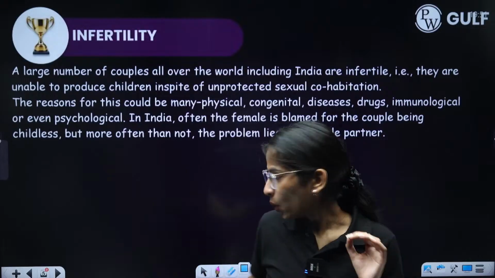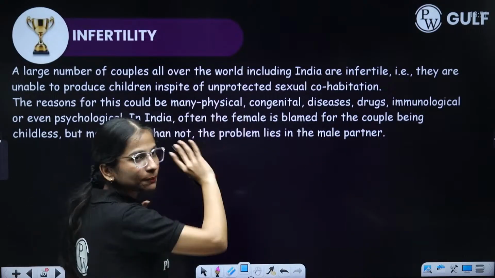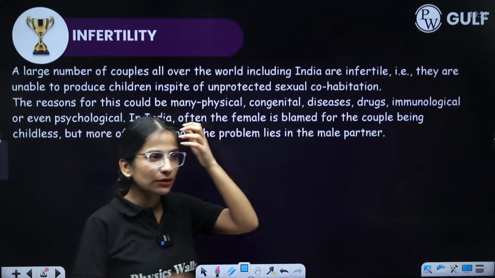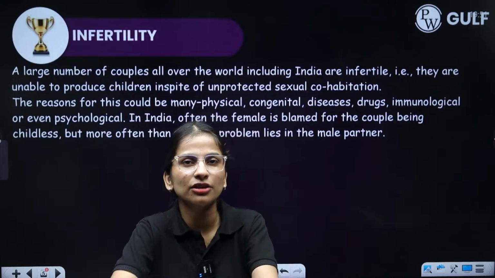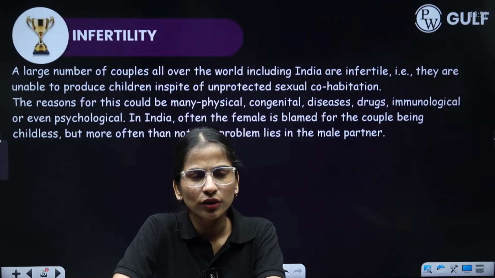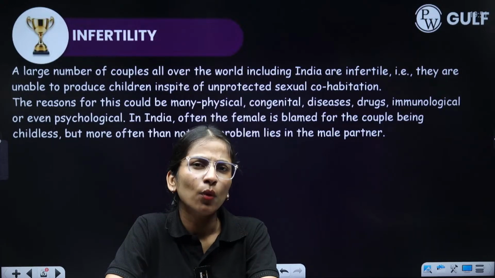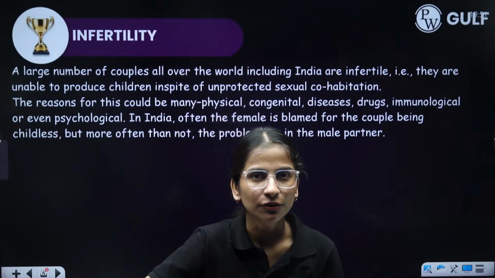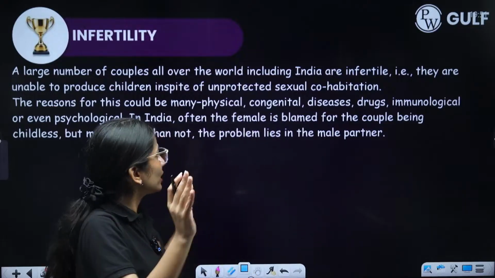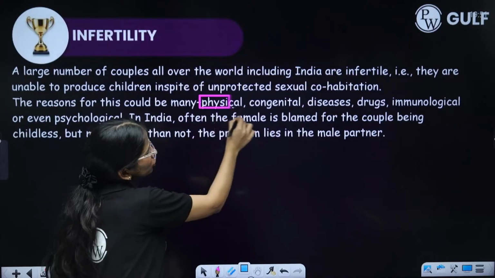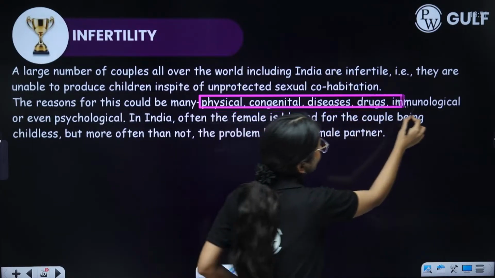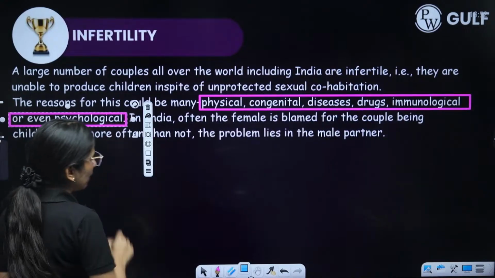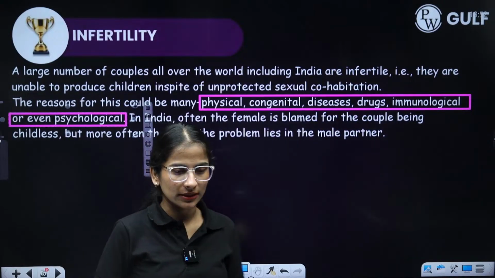Okay, so yes, what can be the reasons? This particular line is also very important, if they specifically ask that. Because infertility is such a huge issue, right, a lot of couples every year suffer from it. What can be the major or common reasons behind infertility in a couple? Okay, so it can be physical issues, congenital issues, diseases, drugs, immunological, or even psychological. I will tell you one by one what all it is.